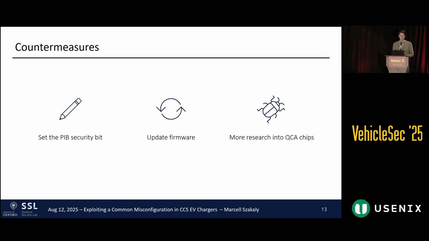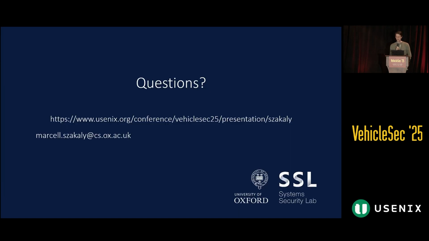So finally, as our discussion, first of all, everyone out there running any sort of charging company should make sure to set their PIB security bit at the location we mentioned. Next up is to more generally update the firmware on the device. And finally, we would like there to be more research from the entire security community into these power line chips because they are essential. They are a hardware part of the standard, so they can't realistically be replaced via a protocol version upgrade. So thank you, and if you have any questions.